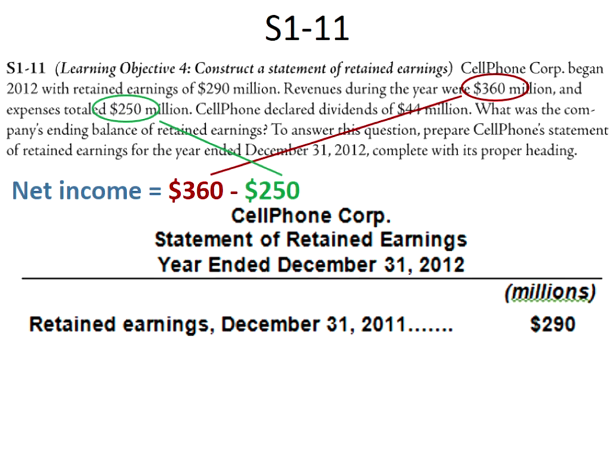Now, for the next line of the statement, we actually have to use net income. We have to compute net income. Net income is revenues minus expenses, right? We would have just prepared the income statement. So to get our revenues minus our expenses, our revenues during the year, they told us, were $360 million. Our expenses are $250 million. So our net income will be the difference between those two.